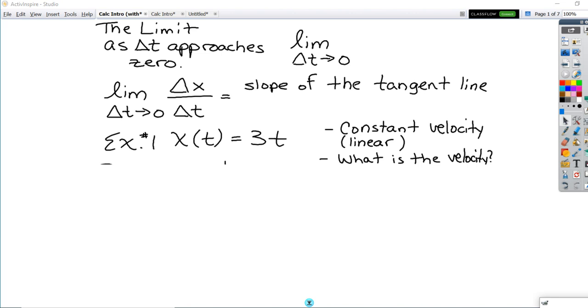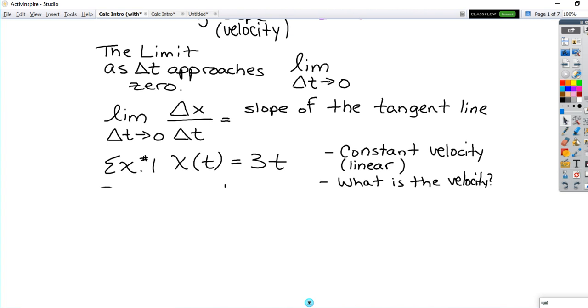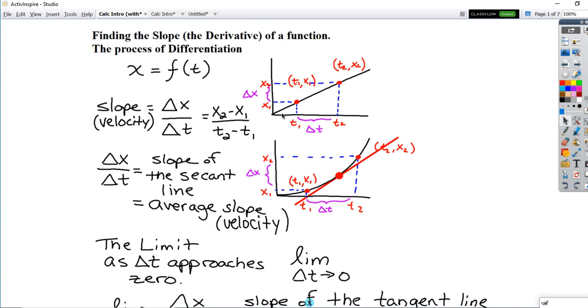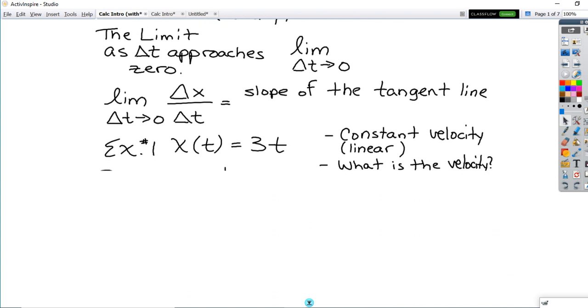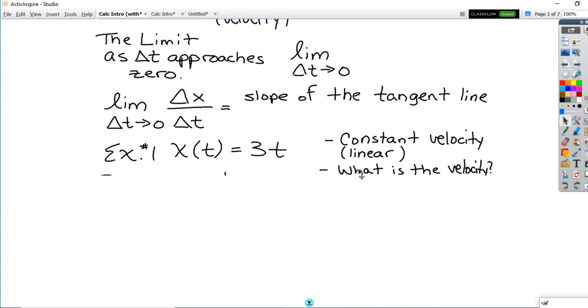Here's our first example. x of t equals 3t. This is a linear function. Because it's linear, we can refer back to this first graph, which shows the straight line, that this is an object moving with constant velocity. So if I ask you, what is the velocity of this object? Well, because it's constant, I know that it's just a number. What is that number?